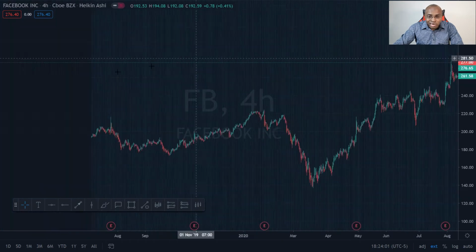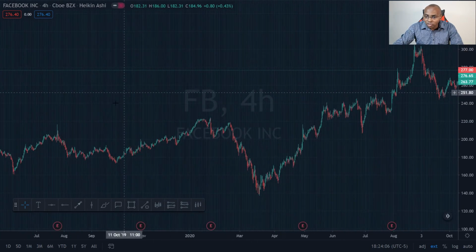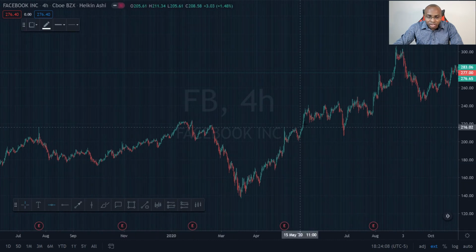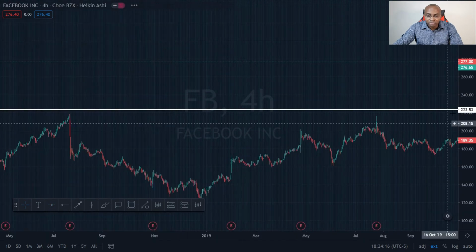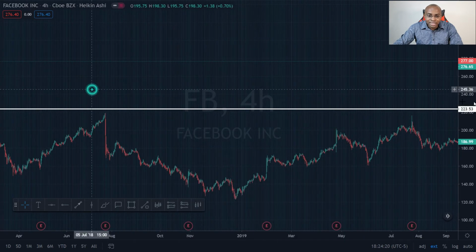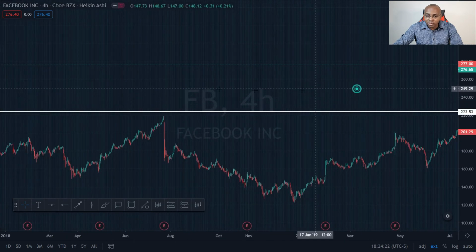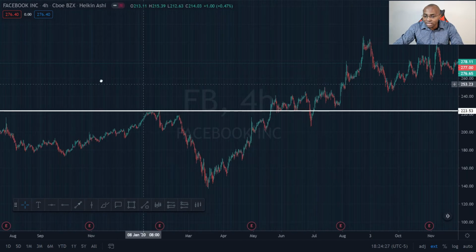So if you look left, I can just put this line right here so you guys can see. Facebook was at this level right here. Look left. See that 223.53? For the longest time, that's where Facebook peaked. Fair enough, that's where they peaked for the longest time.